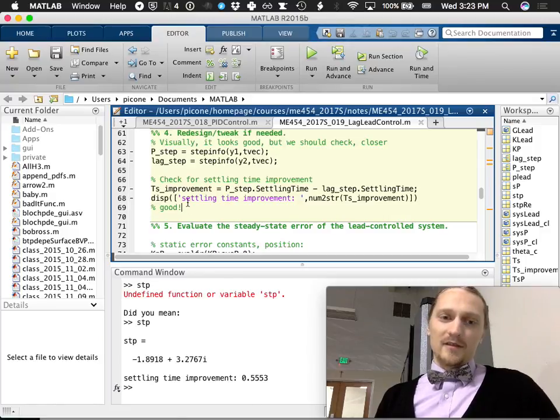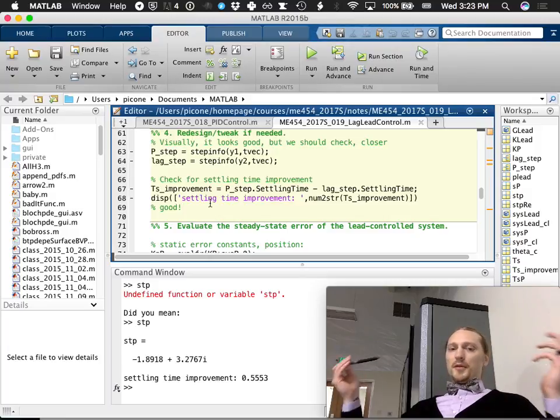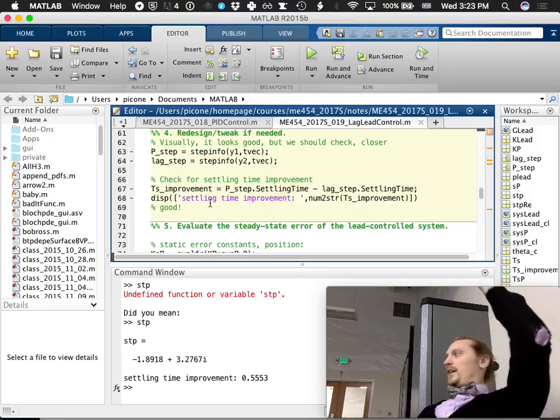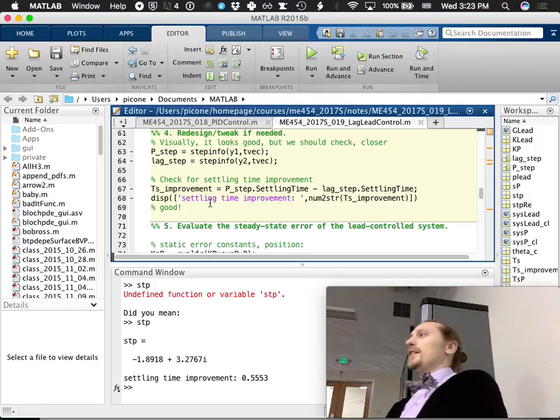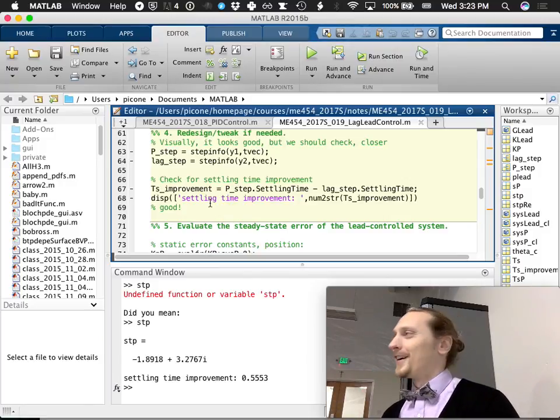And so that's good, right? We wanted to improve it by a half a second, and we improved it by over half a second. It's good that we're a little bit on the safe side because you never know what's going to happen when we do our lag control.